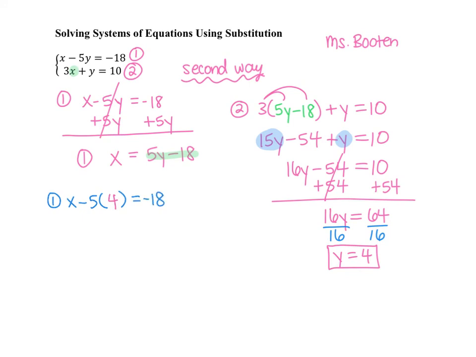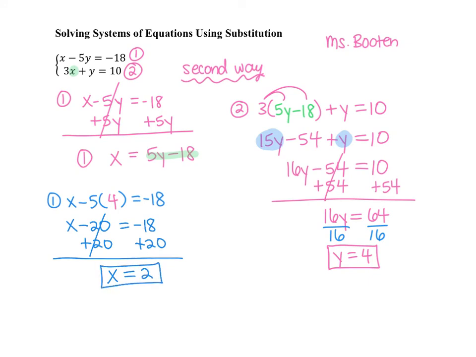Now I just finish solving. I have to do this product, so 5 times 4 is 20, and it's being subtracted, so it's x minus 20 equals negative 18. Then to finish solving for x, to get rid of that minus 20, we add 20 to both sides, zeroing it out on the left side, leaving us with x equals, and negative 18 plus 20 is 2. So x equals 2.